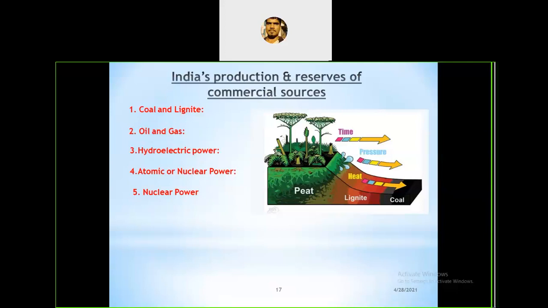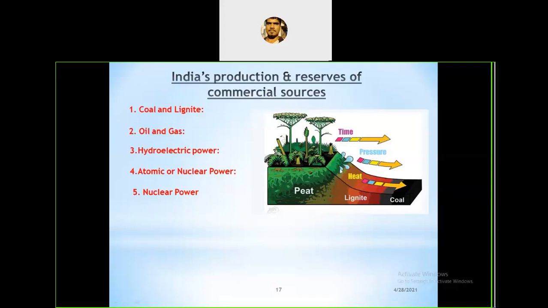We already know how coal is formed, from our school or college. We already studied how coal is formed and how petroleum products are extracted. This is a picture which shows how coal is formed. Peat and lignite are different forms of coal. There are different types of coals.